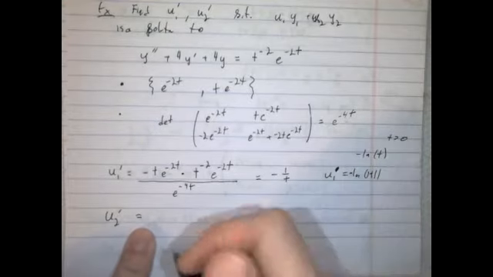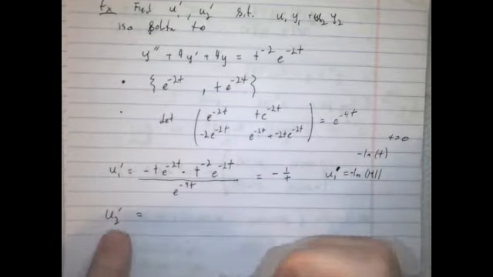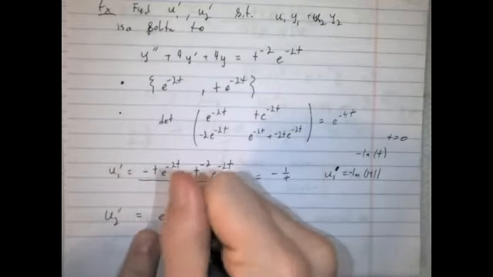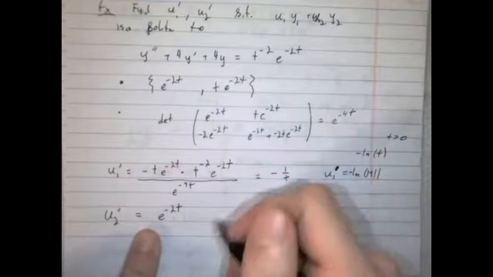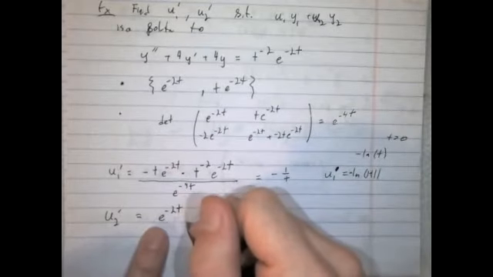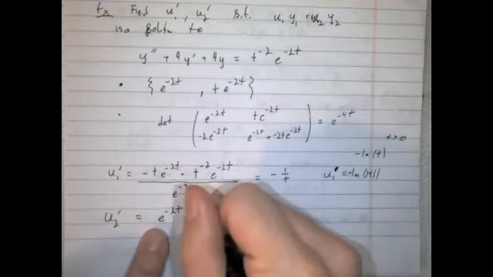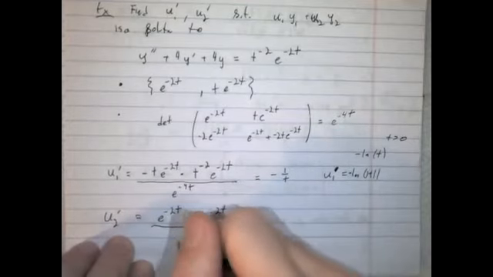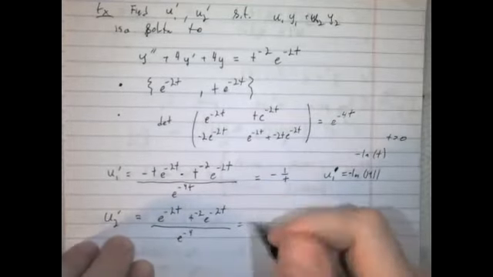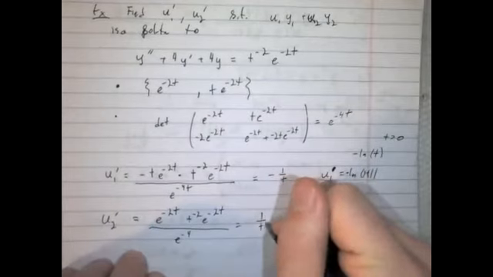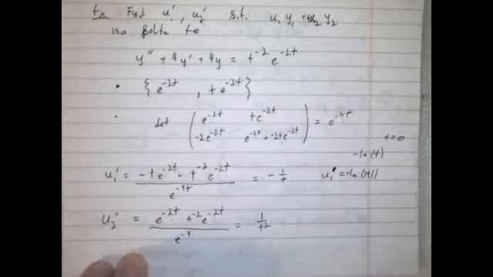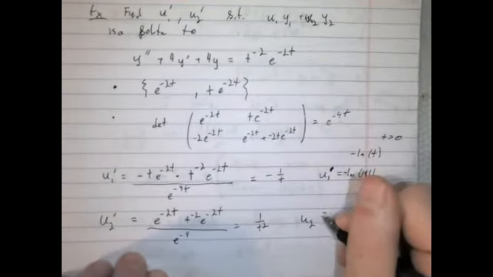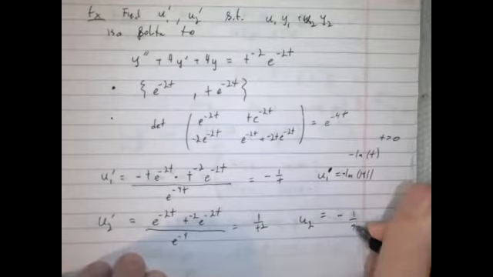Do you want u2 prime or u2? First, let's do u2 prime. It will work out to 1 over t squared, e to the negative 2t. I trust you, but I just haven't done this. So times g of t, which is t to the negative 2, e to the negative 2t, all over e to the negative 4t. And this will work out to be 1 over t squared, right? Mm-hmm. And then this implies that u2 is going to be negative 1 over t.